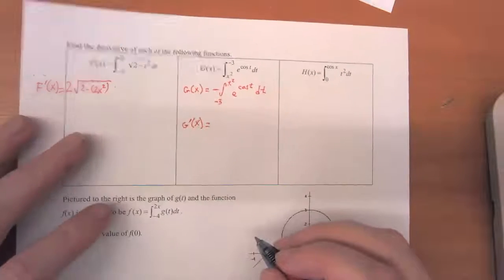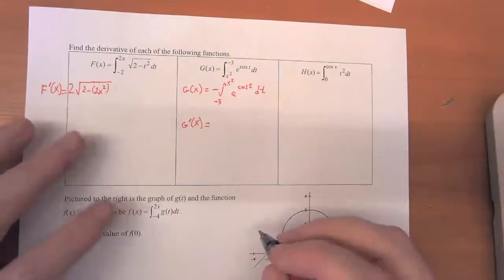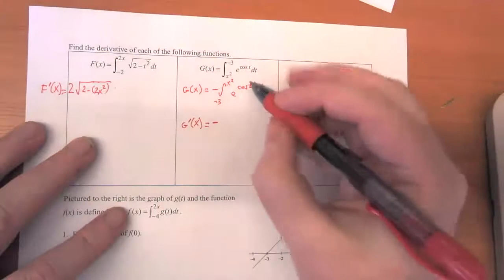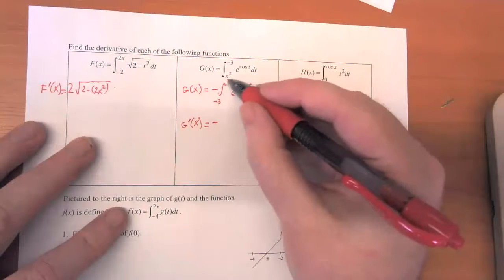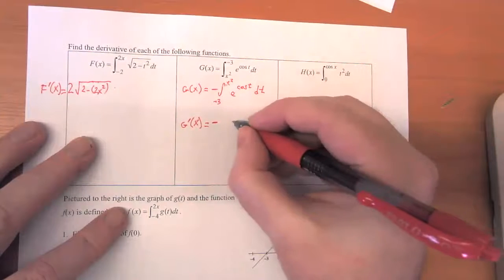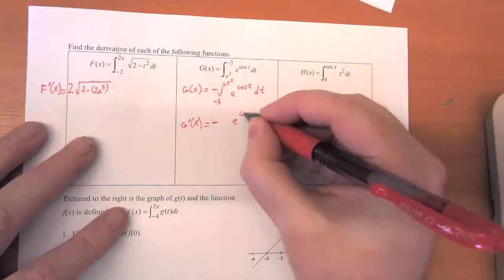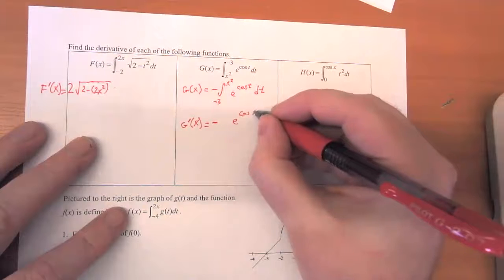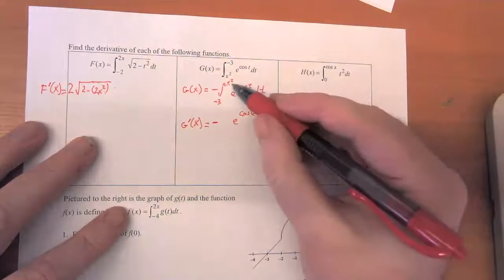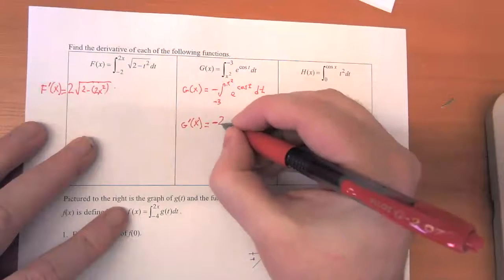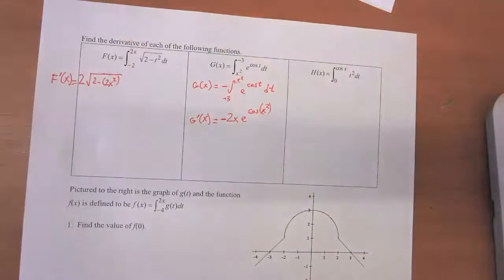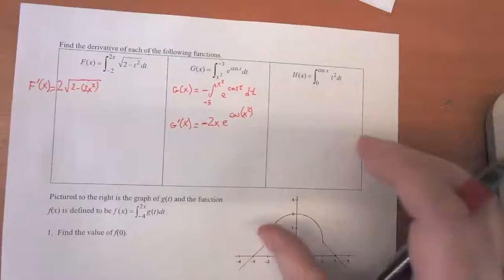Pause the video and give this a shot. All right, so we've got that negative, so we're going to keep that there. And what we're going to do is take our variable bound of integration and substitute it in for t, e to the cosine of x squared, and we're going to multiply this by the derivative of x squared. So that is -2x times e to the cosine of x squared.